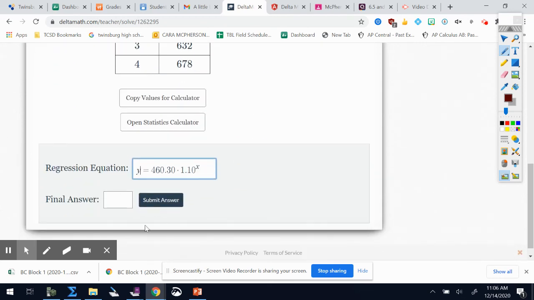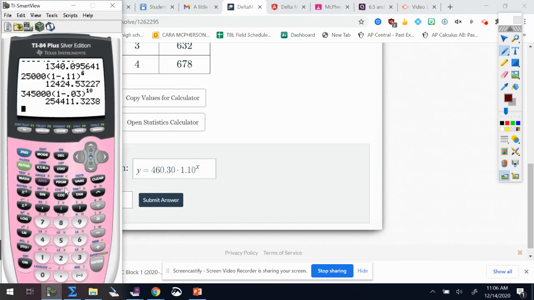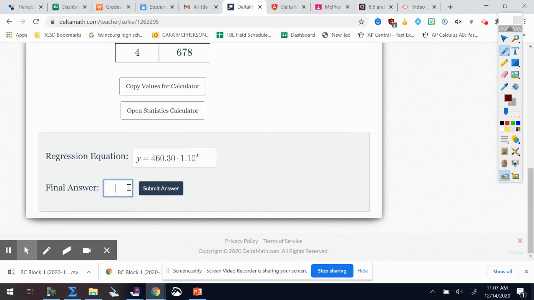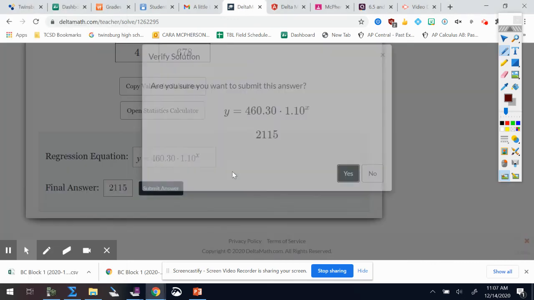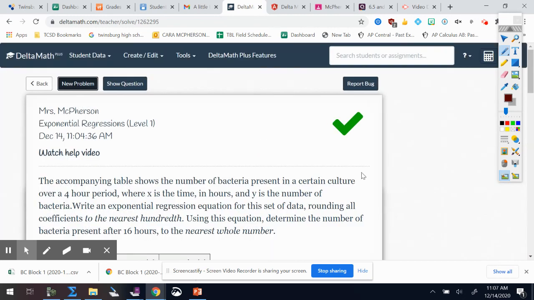So I'm going to grab my calculator and type in 460.30 times 1.10 to the 16th power, because they're giving me 16 hours. And it does want the nearest whole number, so 2,115. That's what it wants. It wants your model and it wants your approximation.